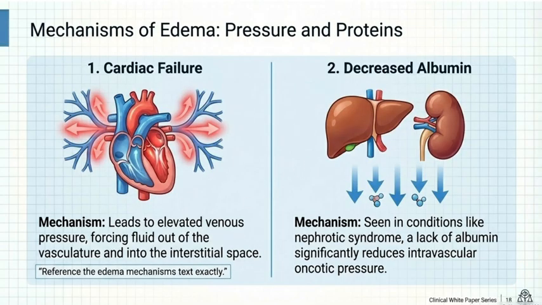First, cardiac failure increases the venous pressure, pushing the fluid out of the blood vessels into the interstitial space. And second is decreased albumin. It reduces the oncotic pressure, so fluid cannot stay within the vessels. Both these mechanisms lead to fluid accumulation outside the vascular space.